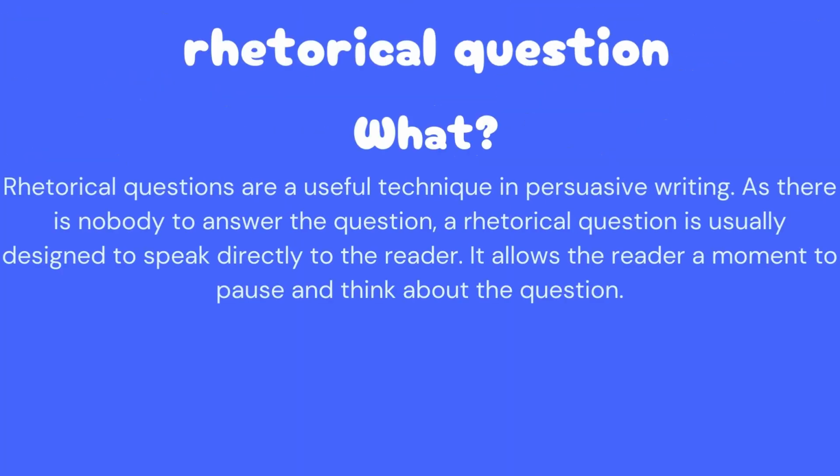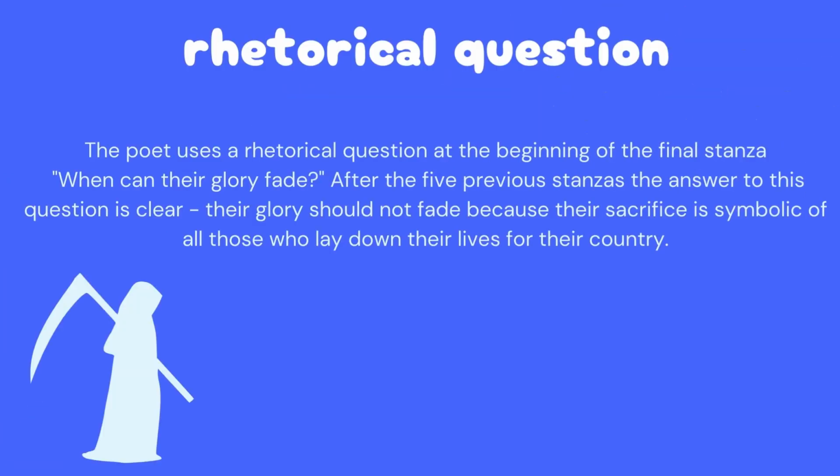Rhetorical questions are designed to speak directly to the reader. It allows the reader a moment to pause and think about the question. The poet uses a rhetorical question at the beginning of the final stanza: "When can their glory fade?" After the 5 previous stanzas, the answer to this question is clear. Their glory should not fade because their sacrifice is symbolic of all those who lay down their lives for their country.